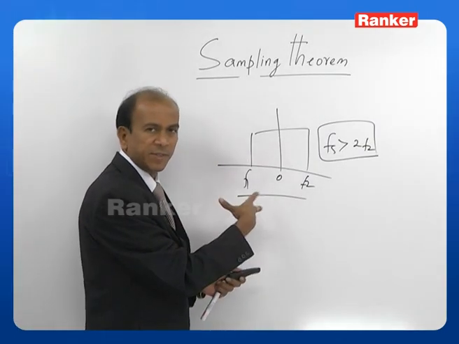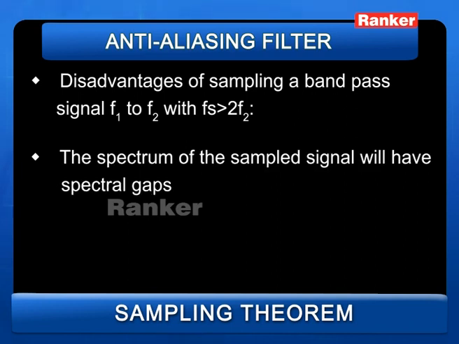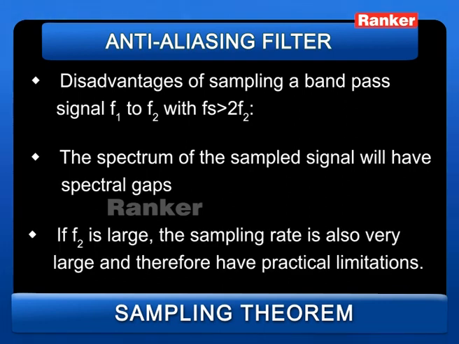What are the disadvantages of this? We will just see now. The spectrum of the sampled signal will have spectral gaps. That means there will be a lot of gaps between the different sampled versions of the output, because we are sampling at a rate greater than f2. So if f2 is large, the sampling rate is also very large and therefore has practical limitations.